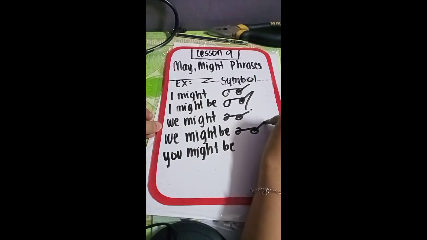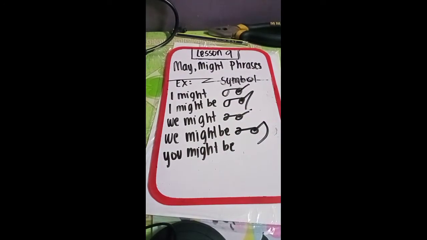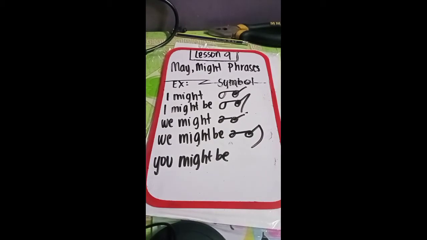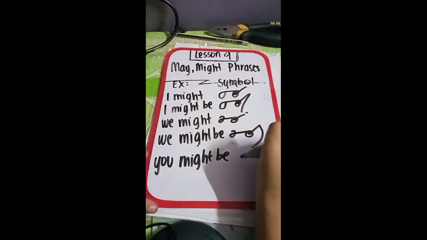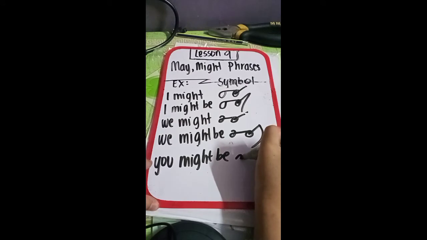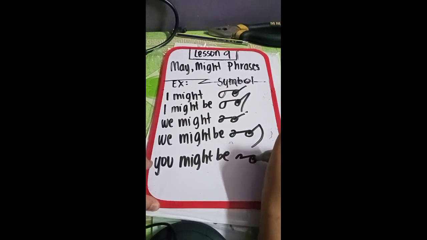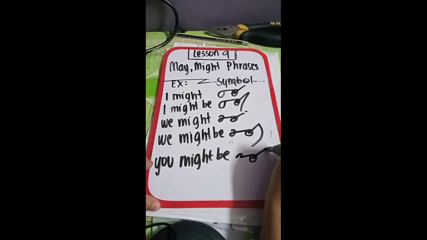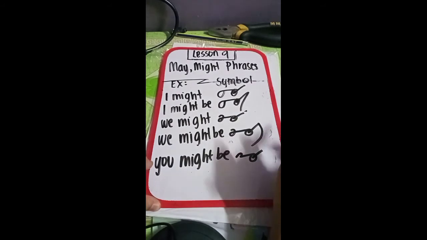U-I-M-I-T. Then B symbol. Next is you might be. Then the U symbol. Then M. Then the I-T. Then the B symbol.